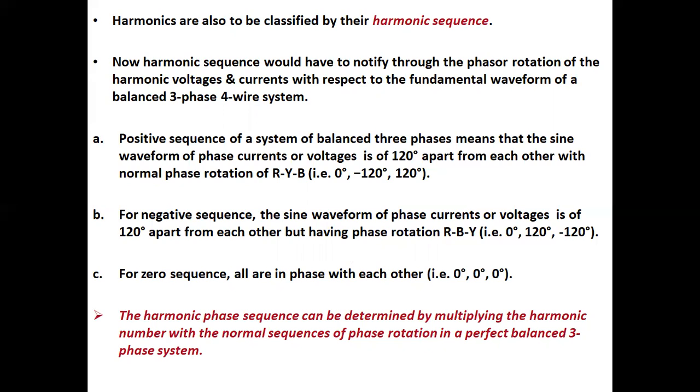For negative sequence, the sine waveforms of phase currents or voltages are 120 degrees apart from each other, but with phase rotation RBY, that is 0 degree, 120 degree, then minus 120 degree. For zero sequence, all are in phase with each other, that is 0 degree, 0 degree, 0 degree, okay? The harmonic phase sequence can be determined by multiplying the harmonic number with the normal sequences of phase rotation in a perfectly balanced three-phase system.